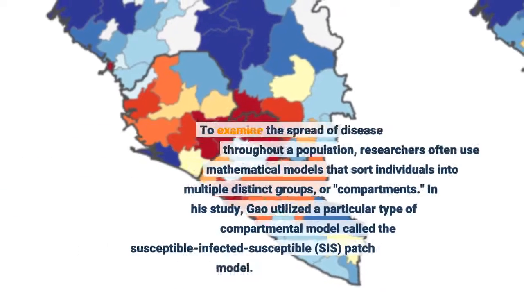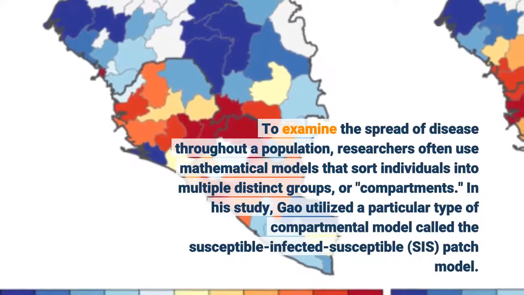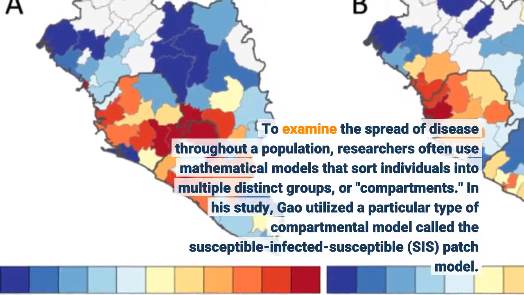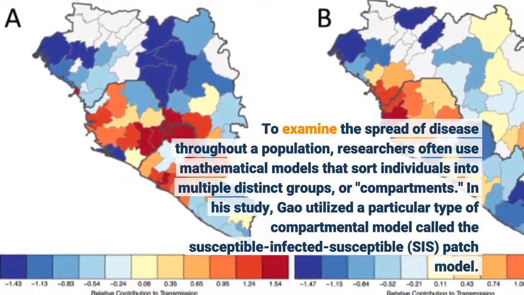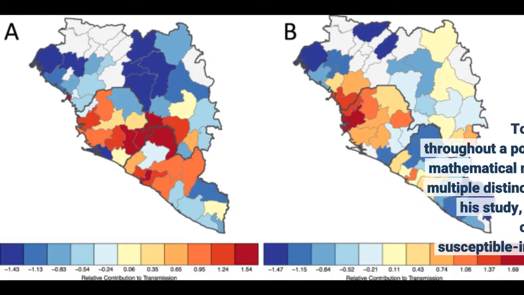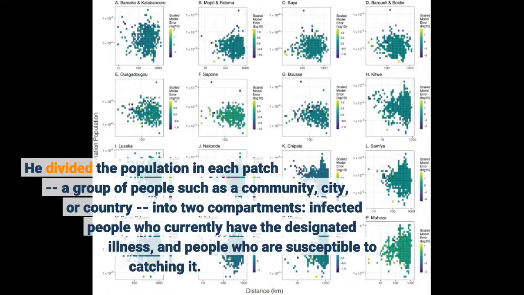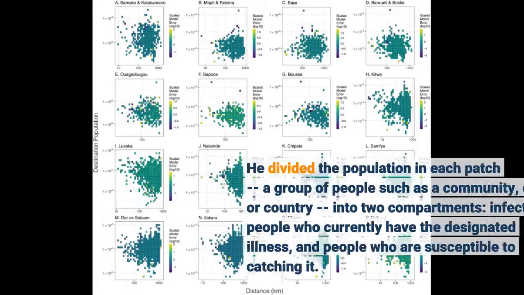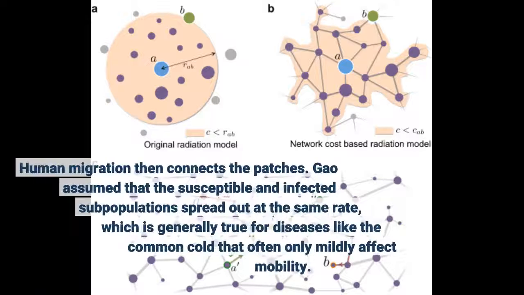To examine the spread of disease throughout a population, researchers often use mathematical models that sort individuals into multiple distinct groups, or compartments. In his study, Gao utilized a particular type of compartmental model called the susceptible-infected-susceptible patch model. He divided the population in each patch, a group of people such as a community, city, or country, into two compartments: infected people who currently have the designated illness and people who are susceptible to catching it. Human migration then connects the patches.